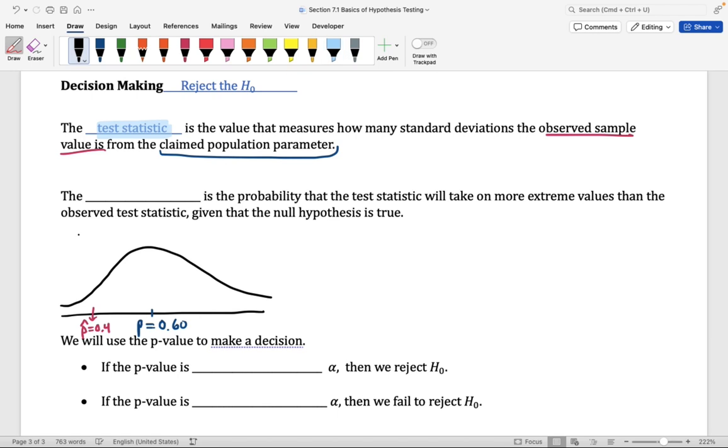So again, this is the p hat distribution. The test statistic would be the z-score for p hat equal to 0.4. That test statistic would tell you how many standard deviations p hat is away from p.